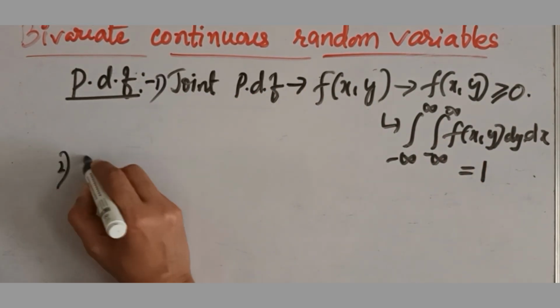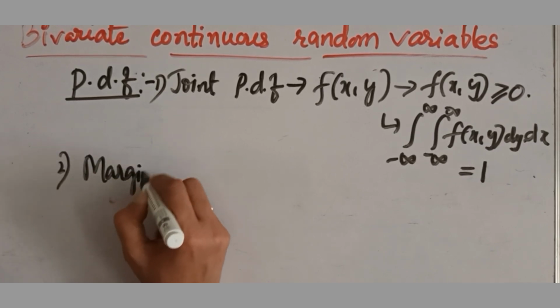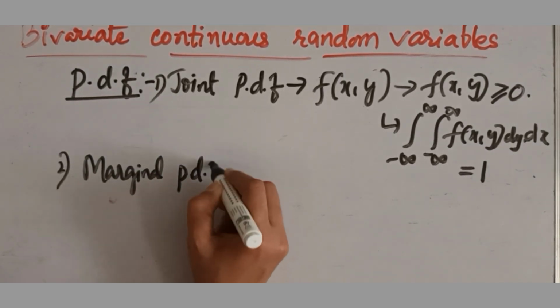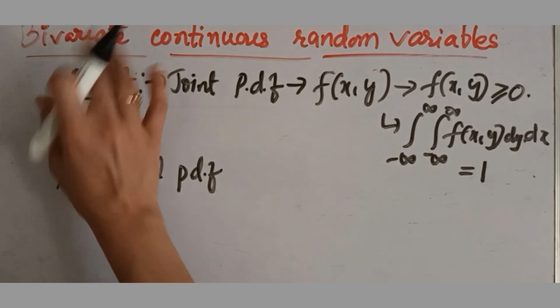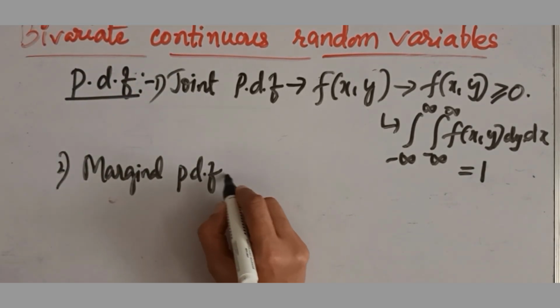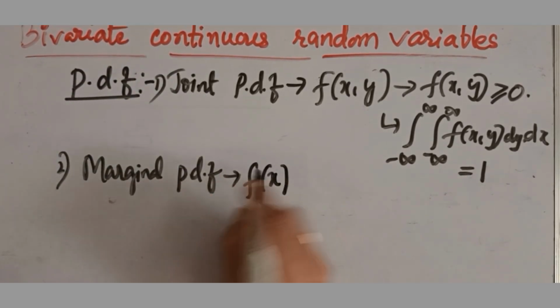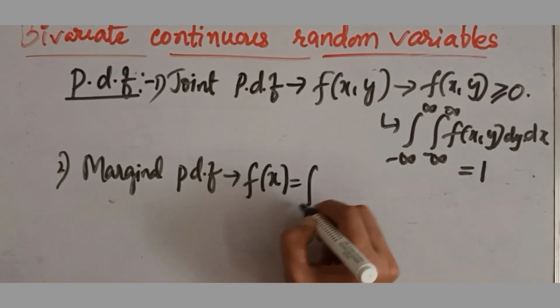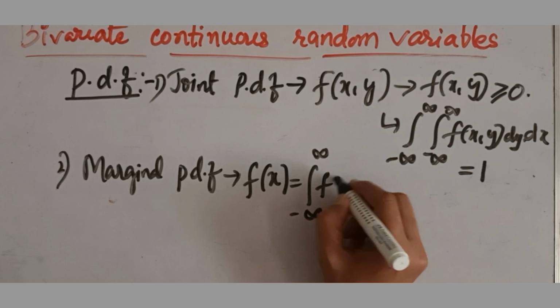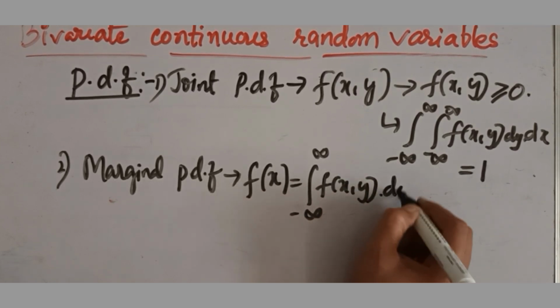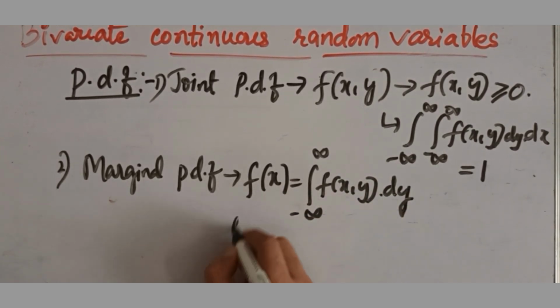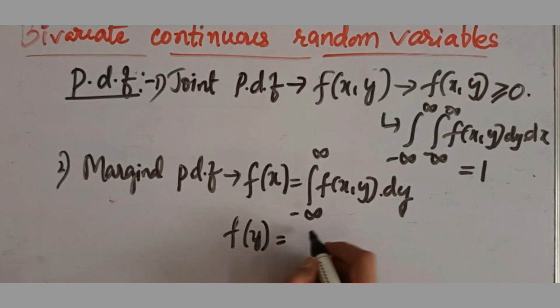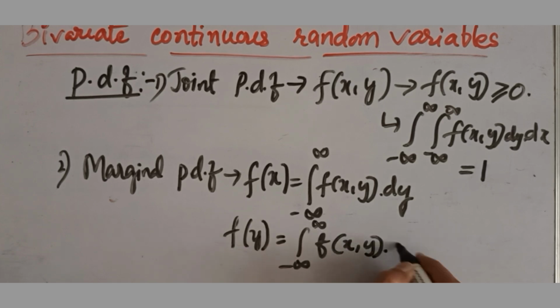Next one is the marginal probability density function, marginal PDF. This exists only for bivariate random variables. The marginal PDF of x is denoted as f of x, which is equal to the integral from minus infinity to infinity of f of x comma y, with the integral taken with respect to y. Similarly, the marginal probability density function of y is denoted as f of y, the integral from minus infinity to infinity of f of x comma y dx.